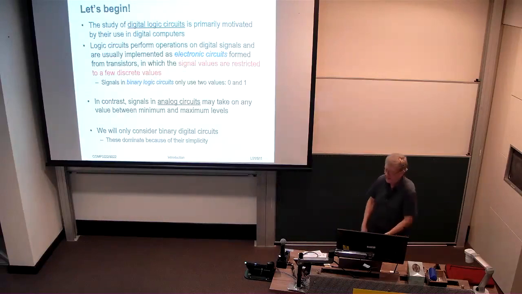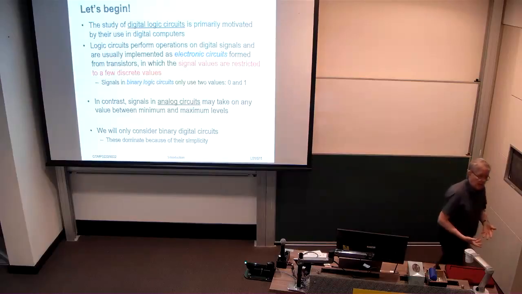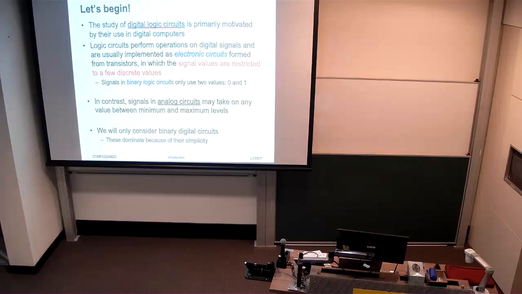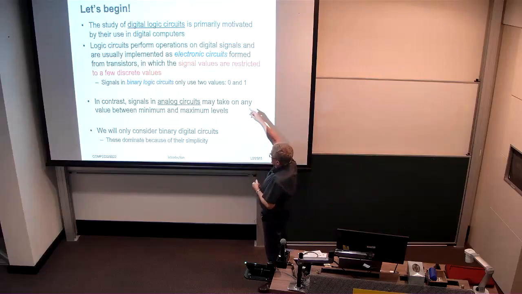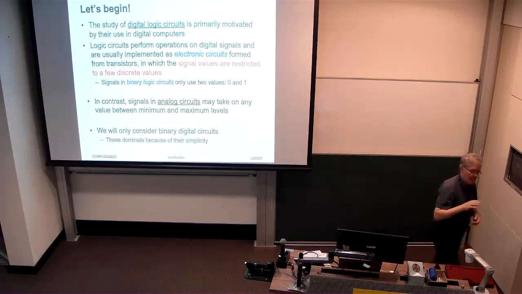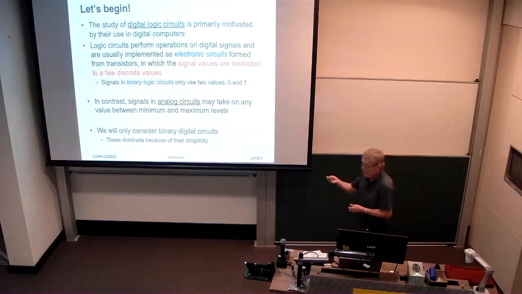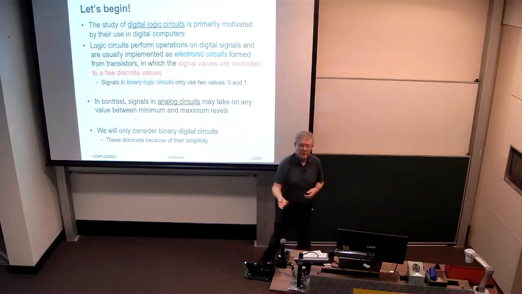Let's make a start. So we're talking about logic circuits that are implemented usually as electronic circuits, which in turn means they're implemented using transistors, which are voltage-controlled switches, or three-port devices is another way that they're described. If they're digital, then you have signal values that are discrete. And usually we're concerned with binary logic circuits where you only have two values, 0 or 1, for a signal, be it a voltage or a current.